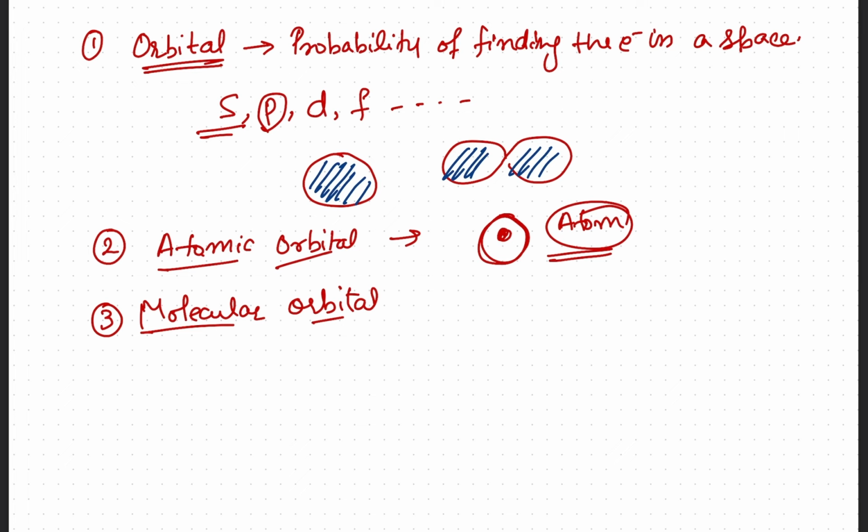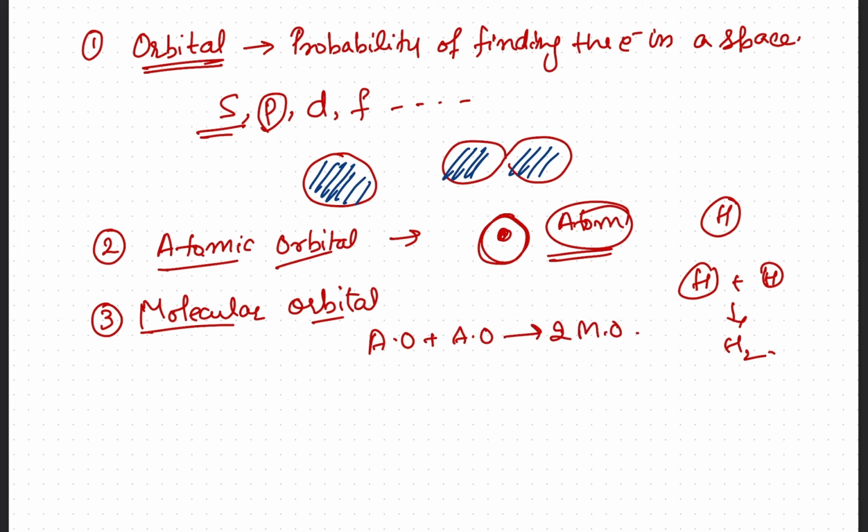Then there is the molecular orbital. By combining the atomic orbitals, we get the molecular orbital. For example, this is an H atom. If I combine two H atoms, we'll get an H2 molecule. Similarly, by combining two atomic orbitals, we'll get two molecular orbitals. How many atomic orbitals will you combine? If you combine n number of atomic orbitals, then you will get n number of molecular orbitals.